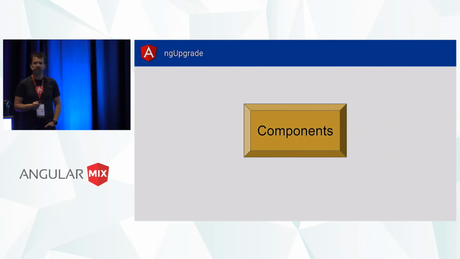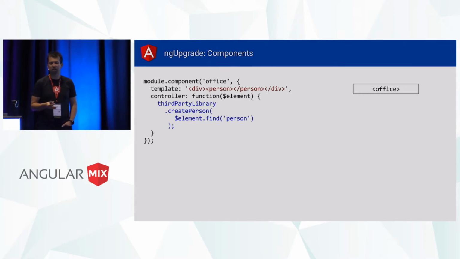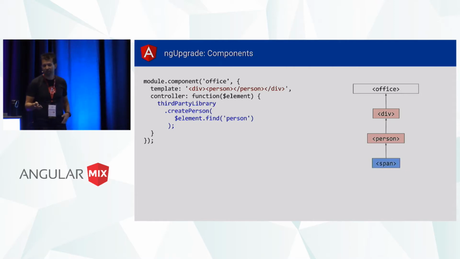So let's talk about components first. I wanted to give you the background on how this works rather than just throwing the basic code at you. Imagine you have AngularJS and you have a component, let's say it's an office, and there's a template. When the framework sees it, it looks at the template and says, oh, there's a div and a person, and it goes and instantiates a div and a person for you. Then it runs the controller constructor function, which might do something, we don't know, because it's a third party. Let's say it creates a span and inserts it in that location.